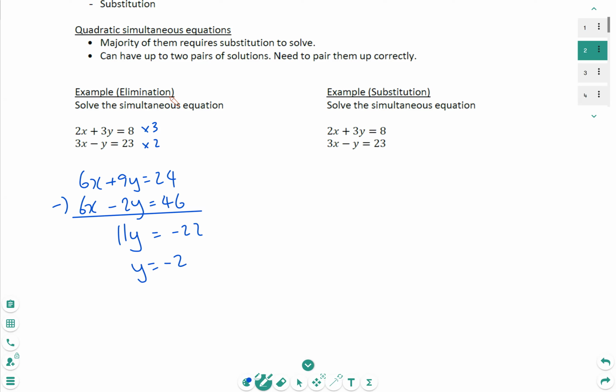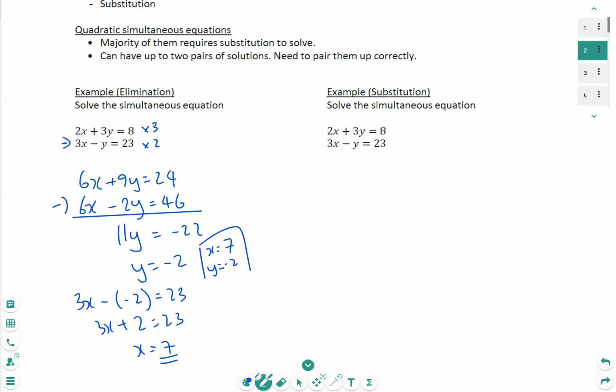When y equals negative 2, substitute into one of them. Let's say we substitute into the second equation here. So 3x minus y, so minus negative 2, equals 23. 3x plus 2 equals 23. Subtract the 2, divide by 3, you get x equals 7. So the answer is x equals 7, y equals minus 2.